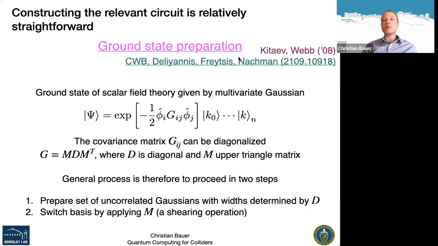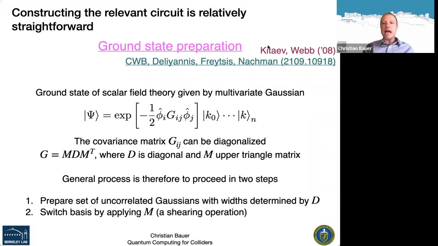And it was worked out actually quite a while ago by Kitaev and Webb. So what we can use that for essentially, in a scalar field theory the ground state is sort of a multivariate Gaussian distribution. It's all Gaussians, but with 2-point correlations in a field theory. So essentially the ground state takes some form like this, where this Gij is essentially the correlation length in the field theory, if you want, or the correlation matrix.